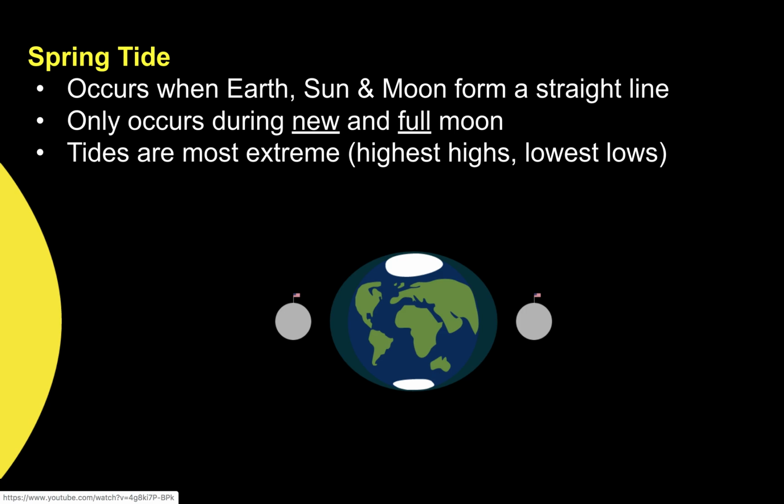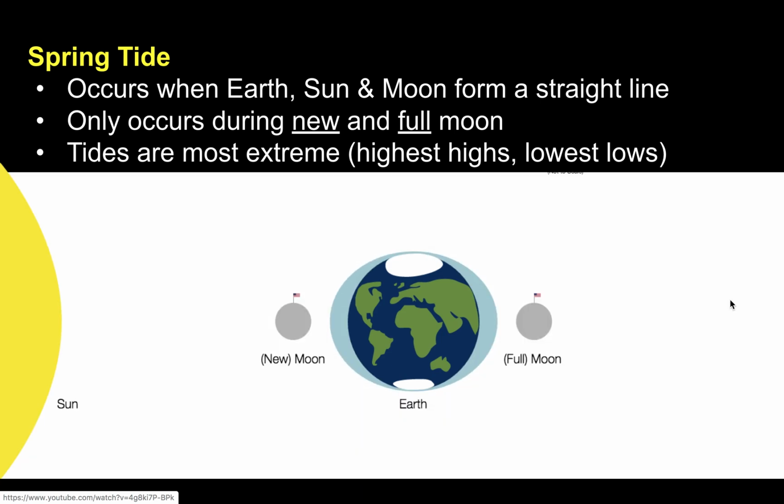The last thing that we're going to talk about is that there are actually 2 different types of tides. The first one is called a spring tide. This occurs when the Earth, Sun, and Moon are all in a straight line, which, if you remember back to our moon phases, is our new and full moon. Tides are most extreme during this time because the moon and the sun are pulling in the same direction. So we get really high tides and really low tides.